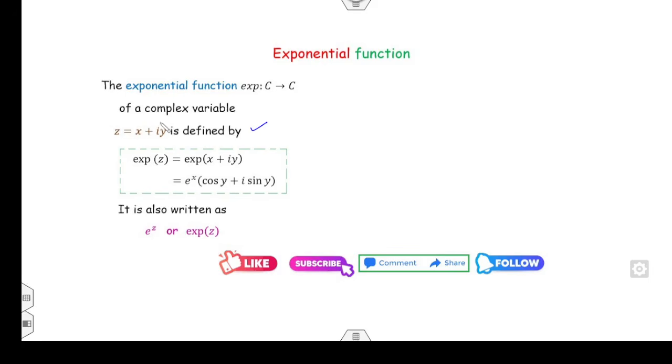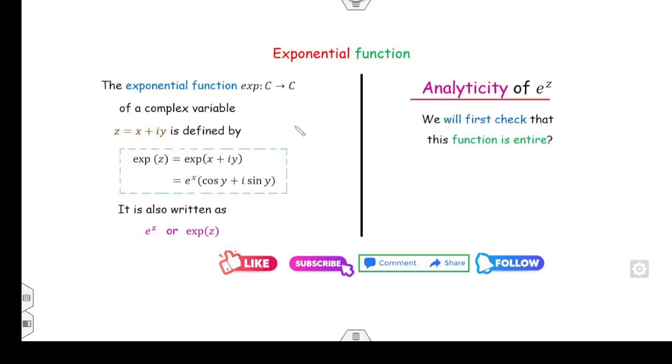Now, whenever you have defined the exponential function, the first thing that comes to our mind is to check whether the function is entire or not, or whether the function is analytic or not. How can you check whether it is entire, or analytic? We have to check the Cauchy-Riemann equations. Fine. How can you check the Cauchy-Riemann equations?